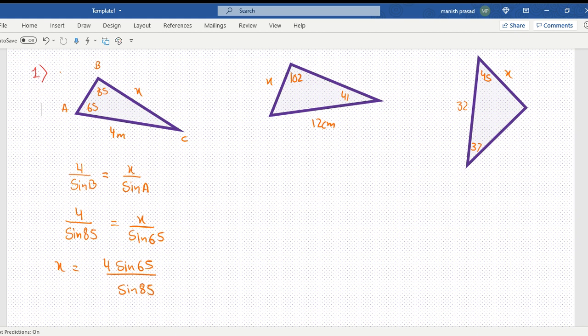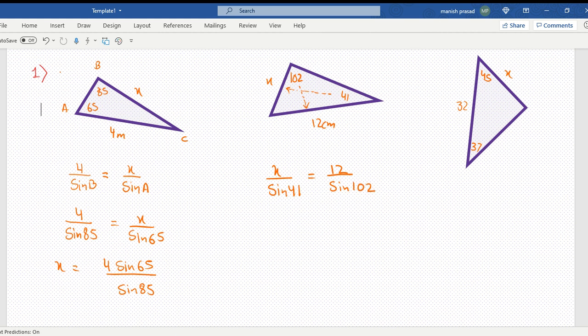Okay, I'll explain all three for you and then you can calculate. From the next questions, you can do it on your own totally. Now, opposite to 102 degrees is 12 centimeters. Opposite to 41 is X. So, X upon sine 41 is equal to 12 upon sine 102.